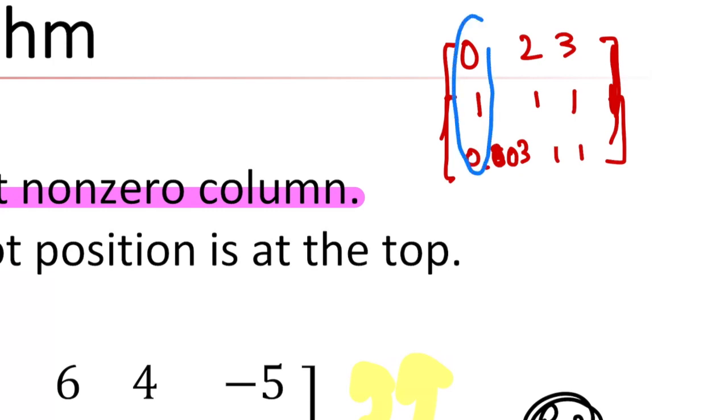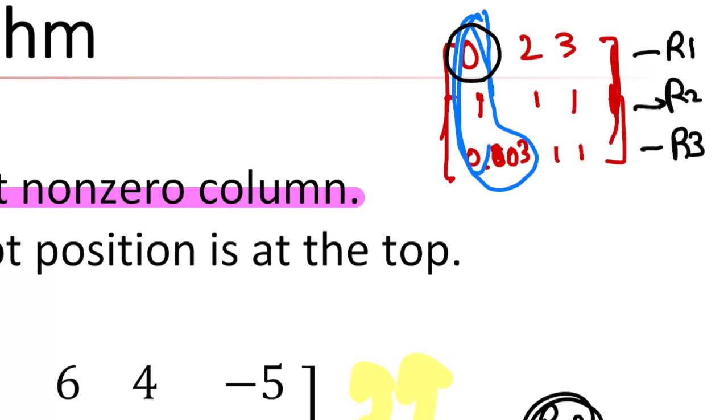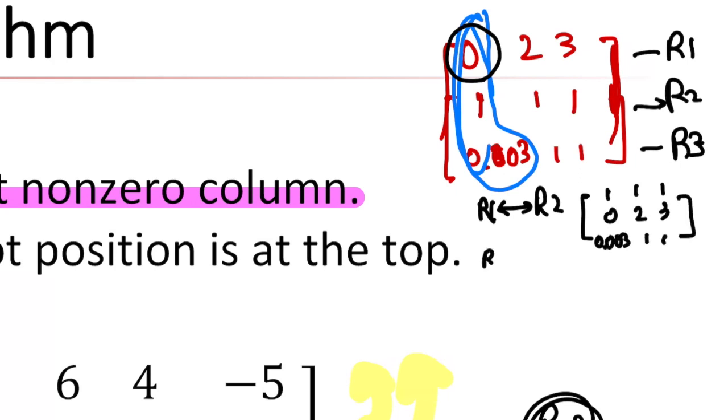So if we want to make this position a pivot position, we have to interchange row 1 with row 2 or row 3, right? If we exchange row 1 with row 2, the matrix looks like 1, 1, 1, 0, 2, 3, 0.3, something like this. If we exchange R1 with R3, the second row remains unchanged, and 0, 2, 3, right?